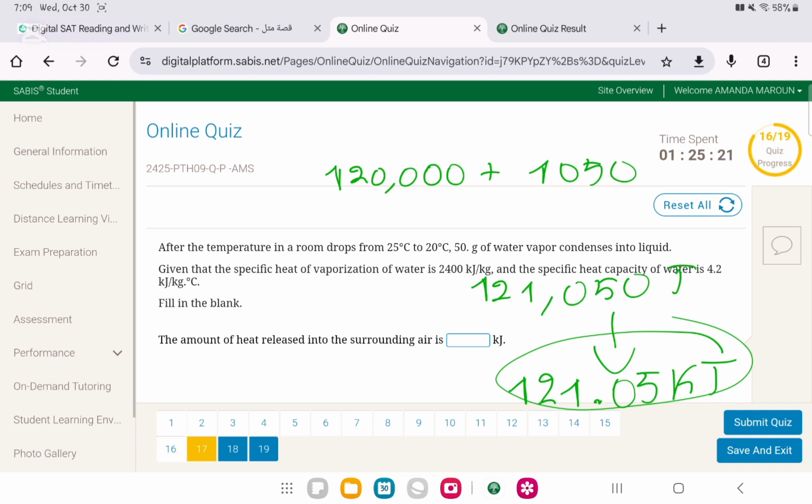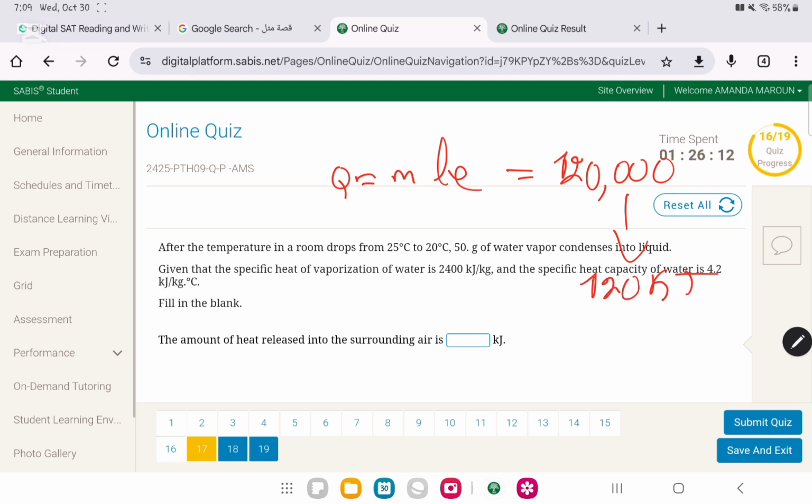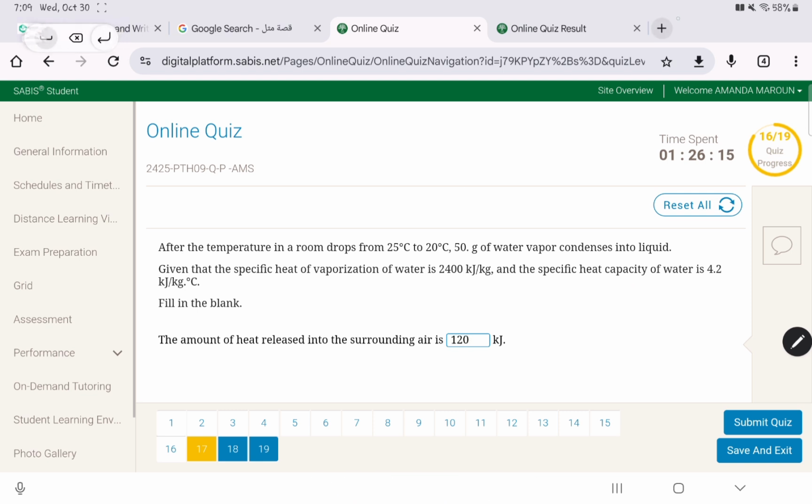I believe in the SDP they are very wrong, because what they mean by the amount of heat released is the heat released from the cooling when the temperature drops and from the condensation. I also checked my sources online, and yes, my way is the correct way to do it. But in the SDP, they're wrong. I believe what they did was Q equals M times L only. So they only did this and got 120,000, then converted it into kilojoules and got 120 kilojoules. So it's wrong, okay? I'm going to put 120 kilojoules, but it's wrong.